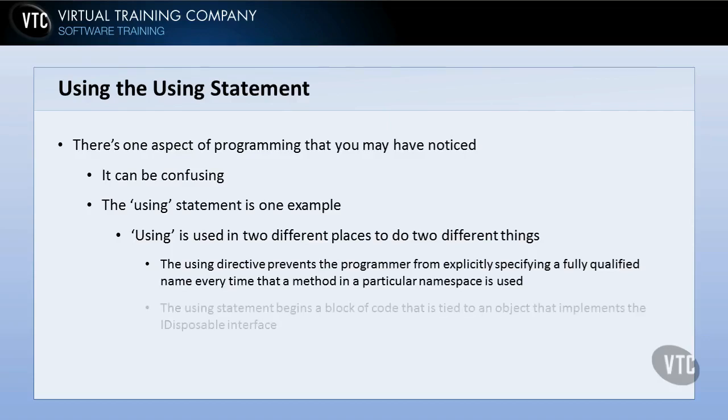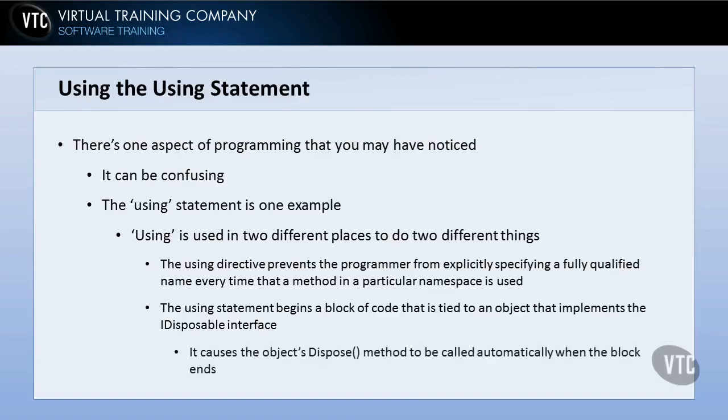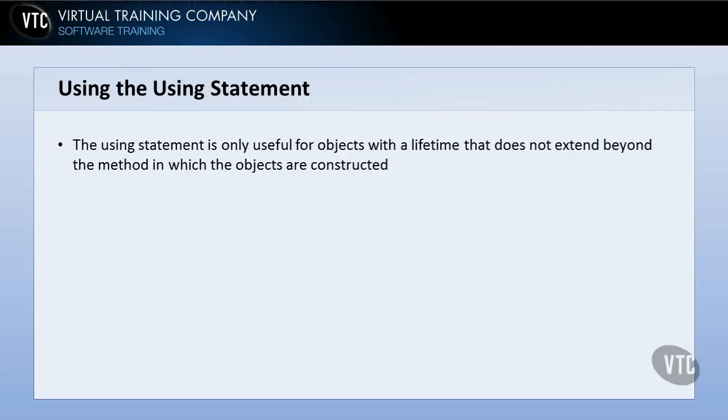Then there's a using statement that we use to create a block of code that's tied to an object, that basically encapsulates an object, and it implements the IDisposable interface kind of automatically for us. What it really does is it causes that object's Dispose method to be called automatically whenever that block ends. Pretty neat stuff.